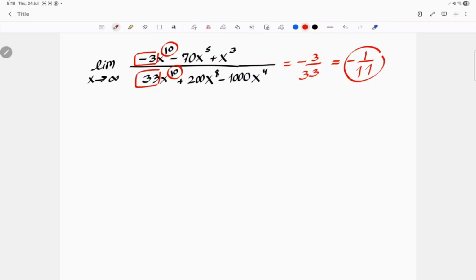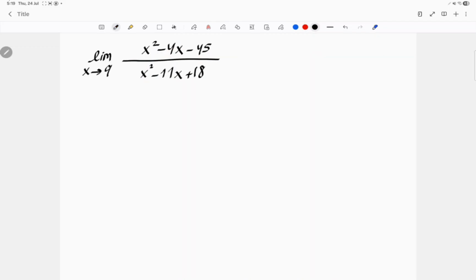Now let's do more. For this one here, if you were to put every x as 9, you get 0 over 0, which is not okay. So don't do that. So what do we do instead? Do you know? It's called factoring. You factor.